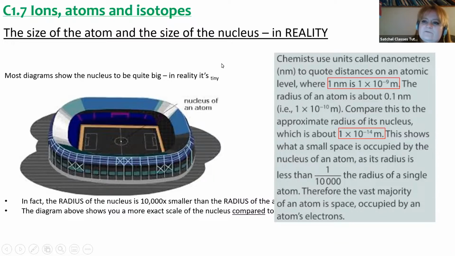A little bit of interest here about the sizes of these things. We always represent the nucleus as quite big, but in reality it's really small. Sometimes you talk about bond lengths, the length of the bonds. They're so small we can't see them with our eyes. So chemistry uses nanometers to quote distances at an atomic level. 1 nanometer is 1 times 10 to the minus 10. The radius of the atom is about 0.1 nanometers.